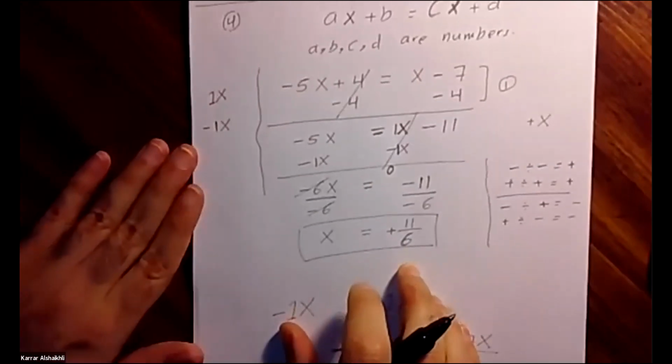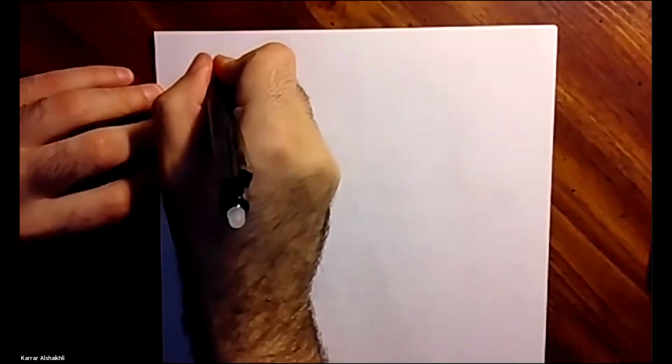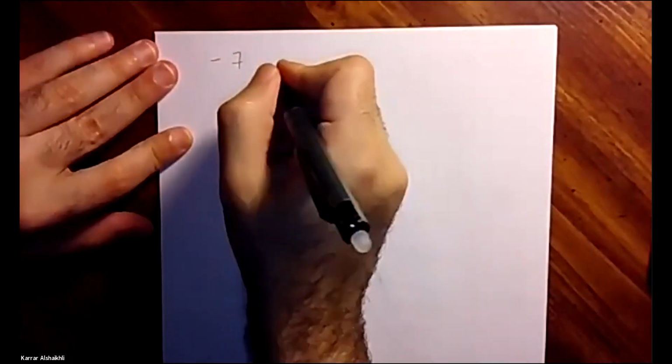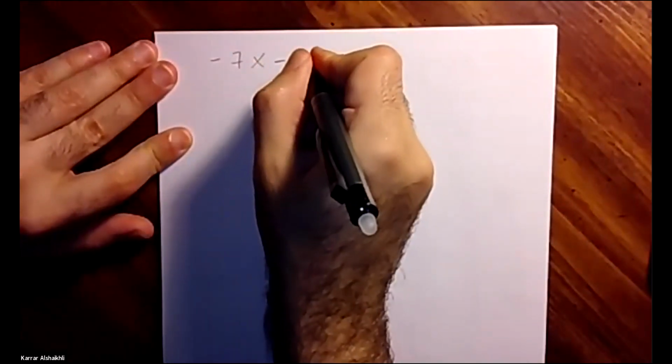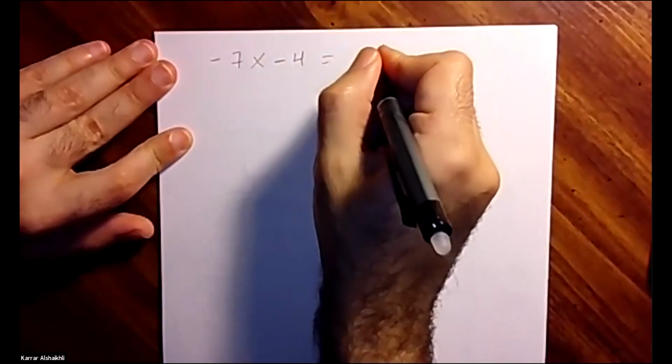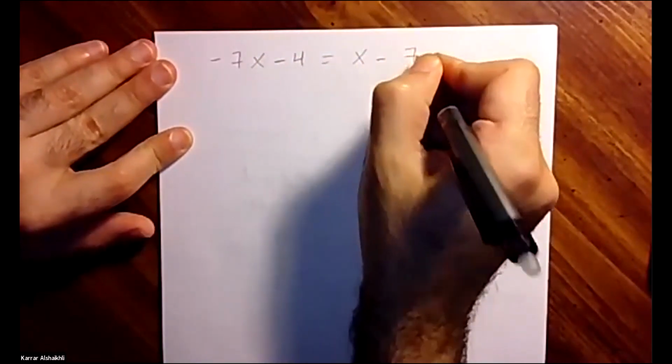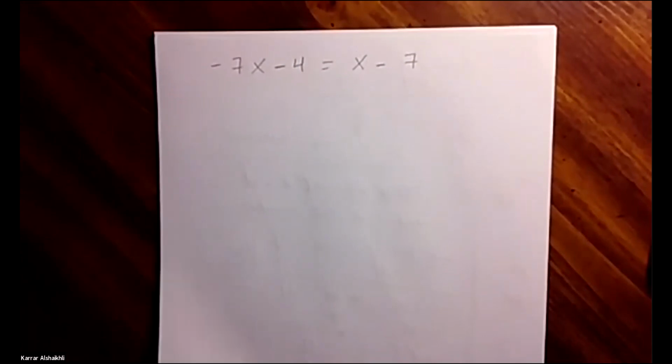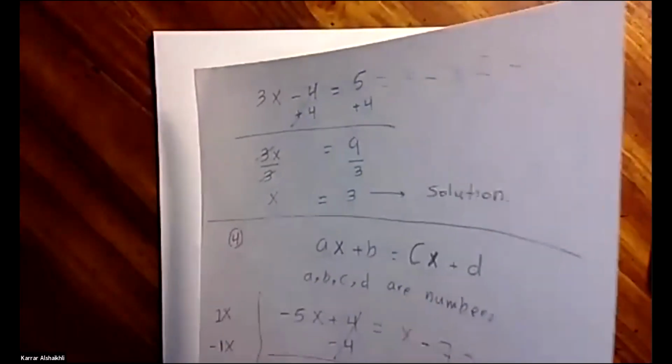Let's do another example, the first example in the workbook, so you can practice more. We have negative 7x minus 4 equal x minus 7. Is that the same one? I don't know.